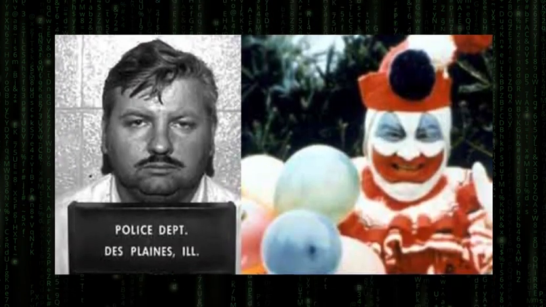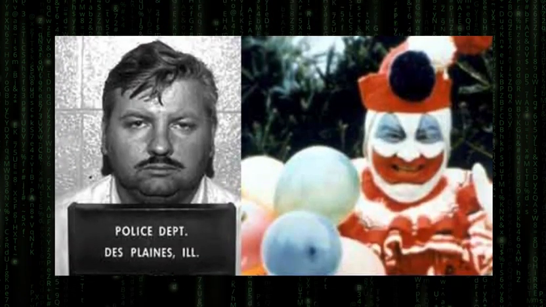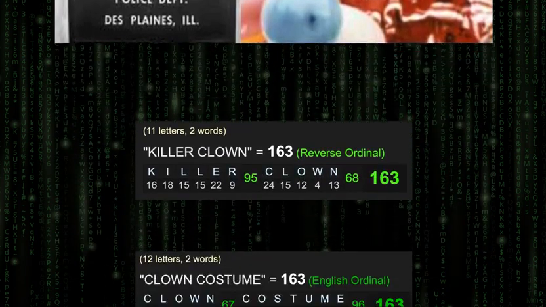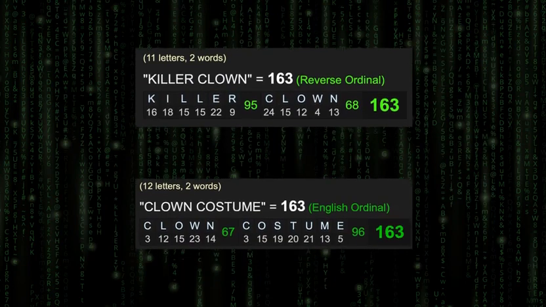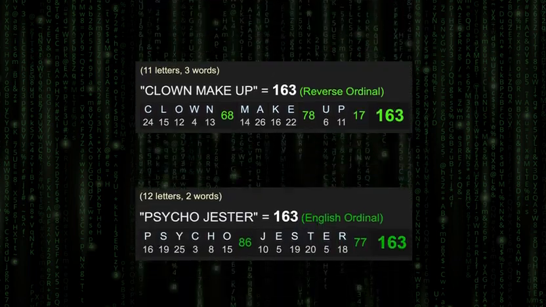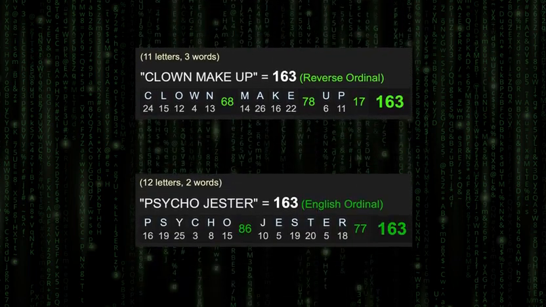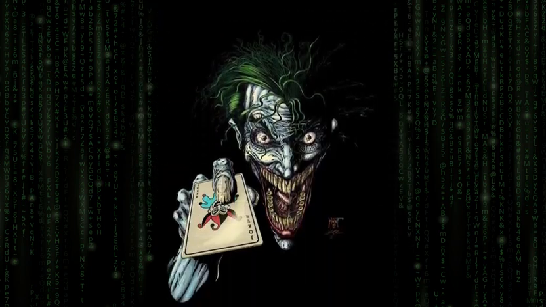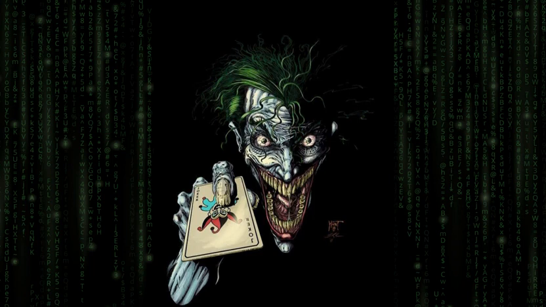John Wayne Gacy famously moonlighted as a party clown, earning him the moniker the Killer Clown. Here again we see the significance of prime numbers. Killer Clown sums to 163, like dust to dust, which is the 38th prime number. Clown Costume sums to 163, the 38th prime number. Clown Makeup sums to 163. Psycho Jester sums to 163. Here we see how popular culture is also coded.